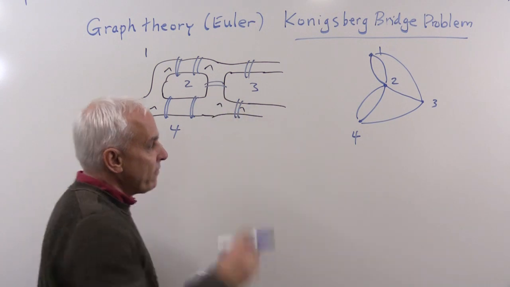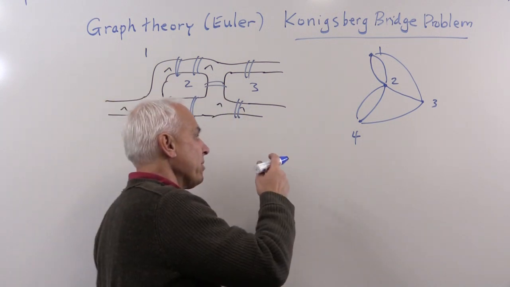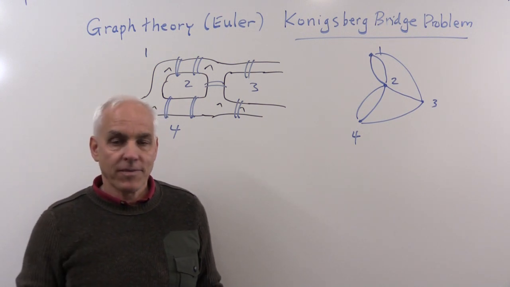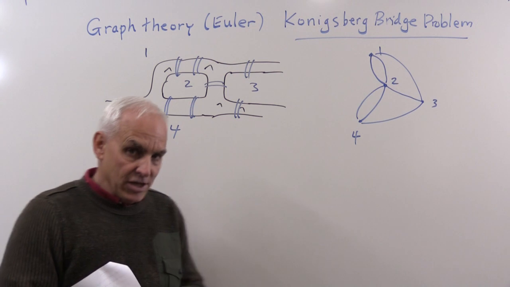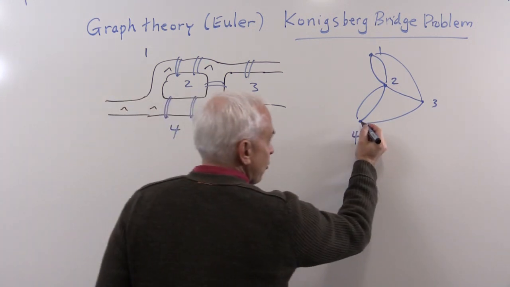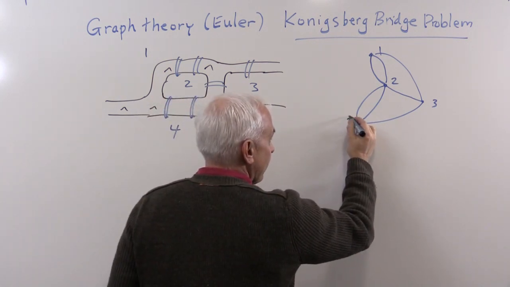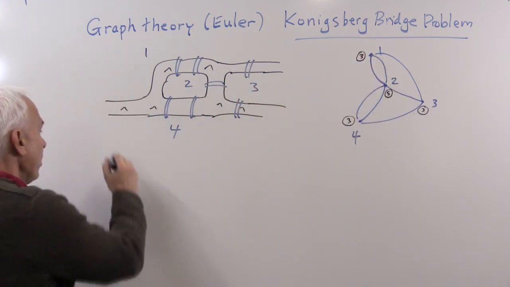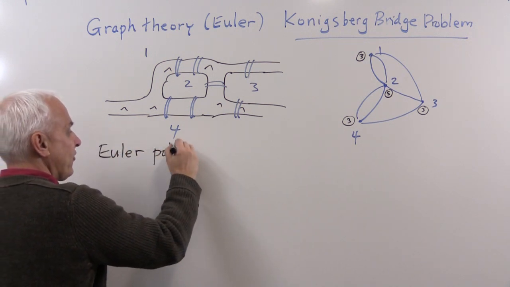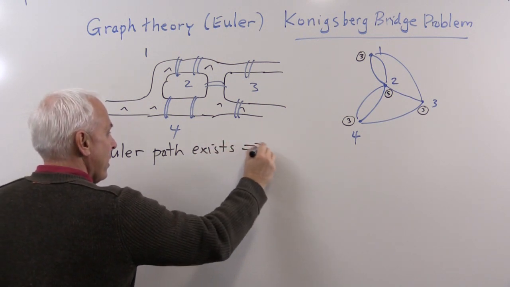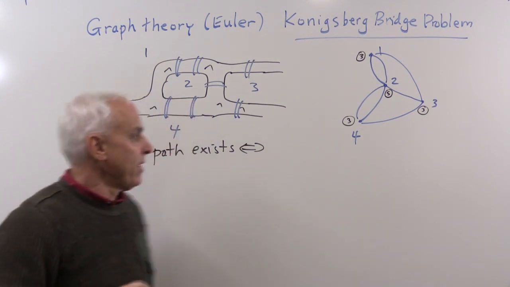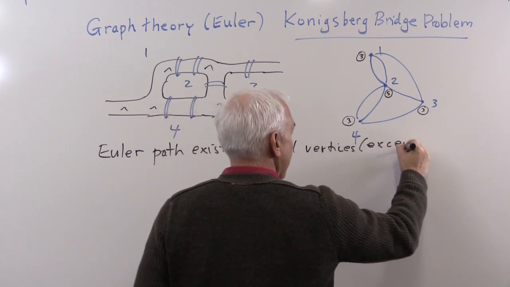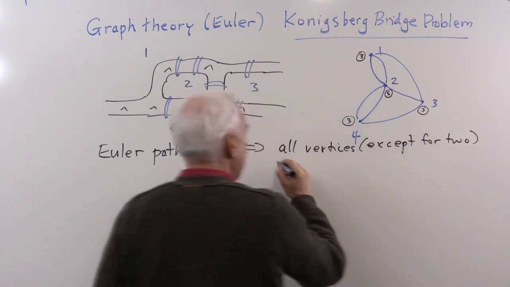And Euler realized that this problem of finding a walk that goes over every bridge once is the same problem as finding a path along this graph that traces every edge exactly once. And he realized that the key issue here is what are the degrees of these vertices. So the degree is the number of edges that emanates from a vertex. Here the degree is 3, here the degree is 3, here we have a 5 coming in, degree 5, and here we have degree 3. And so Euler realized that an Euler path exists, in other words, a path where you go over every edge exactly once, precisely when all vertices, except for possibly 2, have even degree.